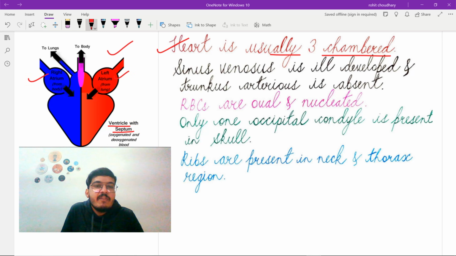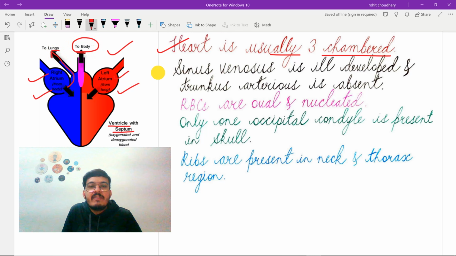The left atrium will receive oxygenated blood from lungs, whereas the right atrium will receive deoxygenated blood from body, and the deoxygenated blood will be transferred to lungs for oxygenation. The partially mixed oxygenated and deoxygenated blood will be transferred to the body.